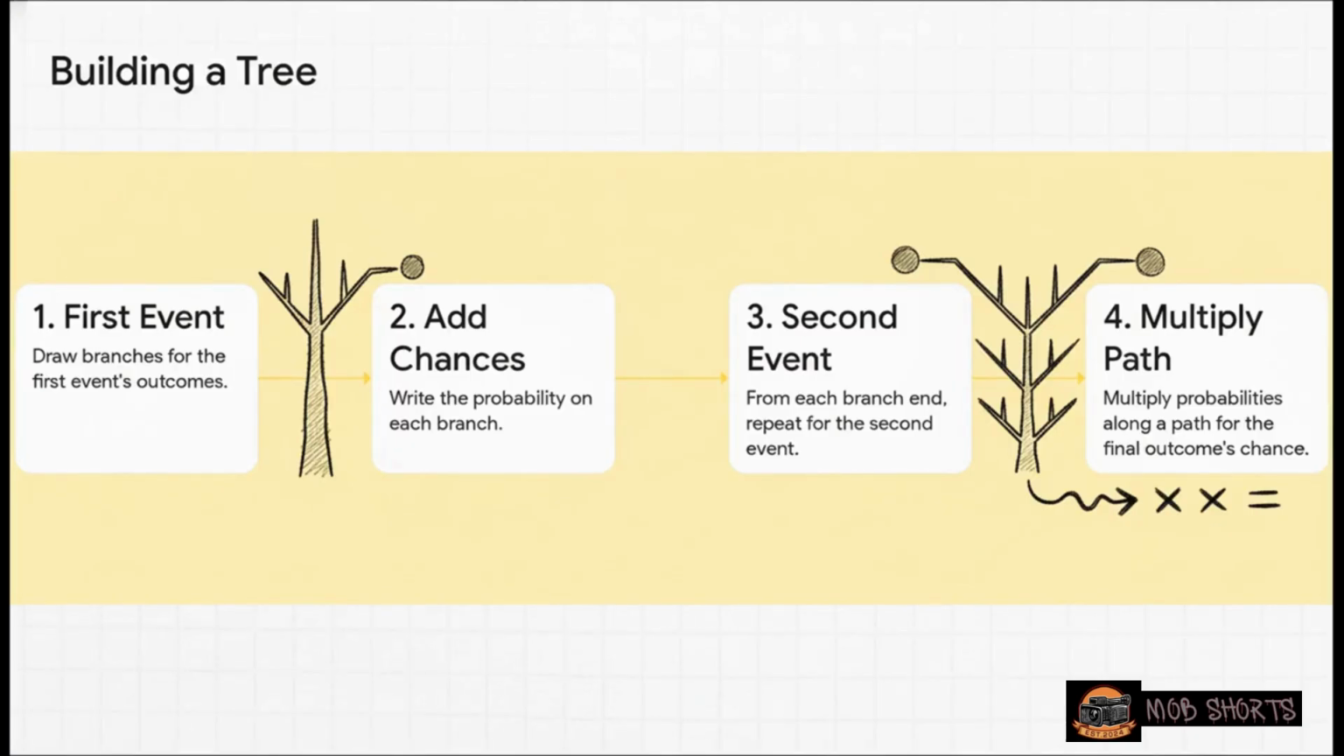You just start with your first event and you draw a branch for every possible outcome, writing the probability right there on the line. Then, from the end of each of those branches, you just do it again for the second event. And the best part, to find the probability of one specific final outcome, you just multiply the numbers all the way down that path.